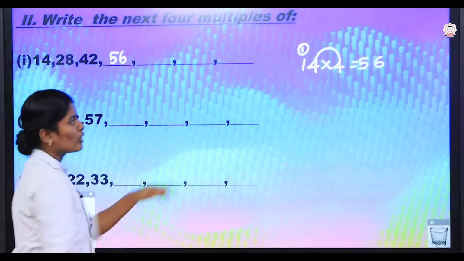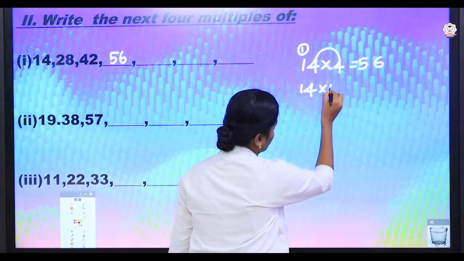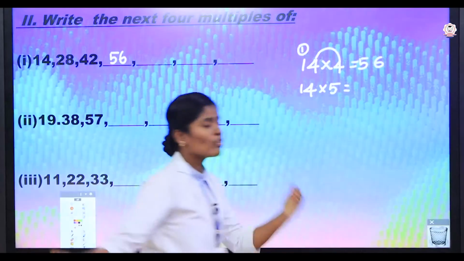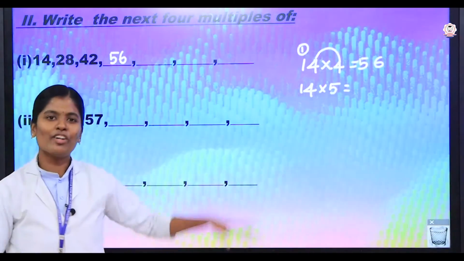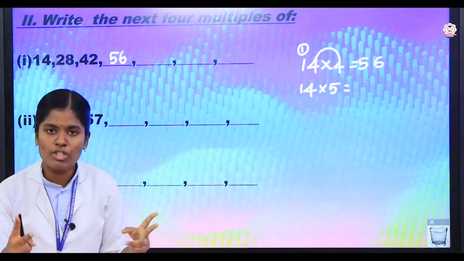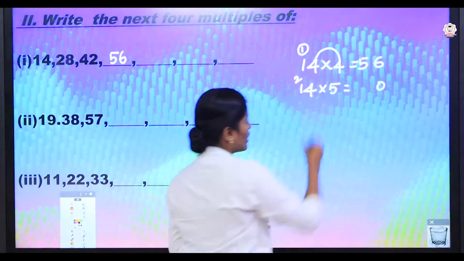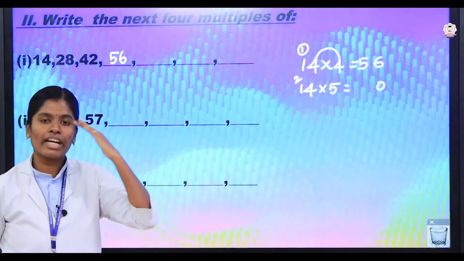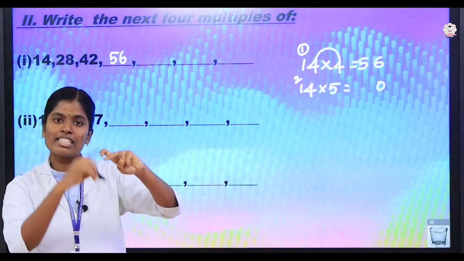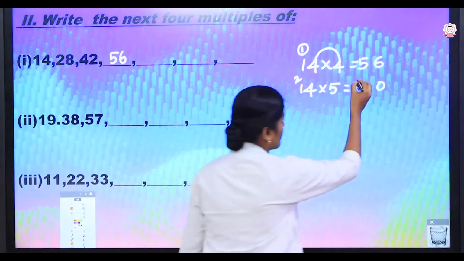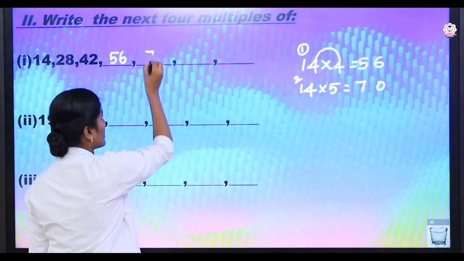Next, take 14 fives are. Take 14, multiply by 5. Now, tell me Anjali, 5 fours are? Very good. 5 fours are 20. So, write here 0 and carry 2. And 5 ones are 5. Keep 5 in the mind, 2 in the finger. So, 5 after 6, 7. The answer is 70. So, 14 fives are 70.